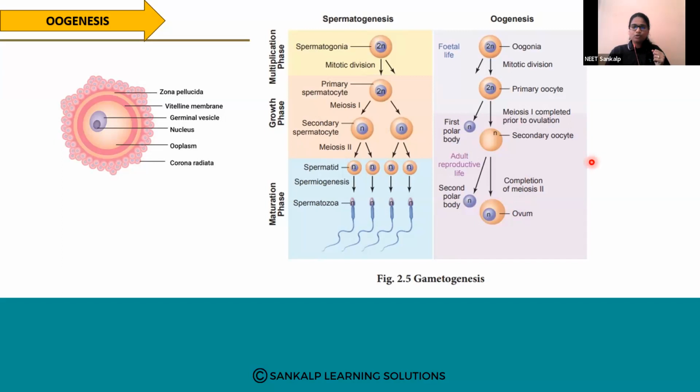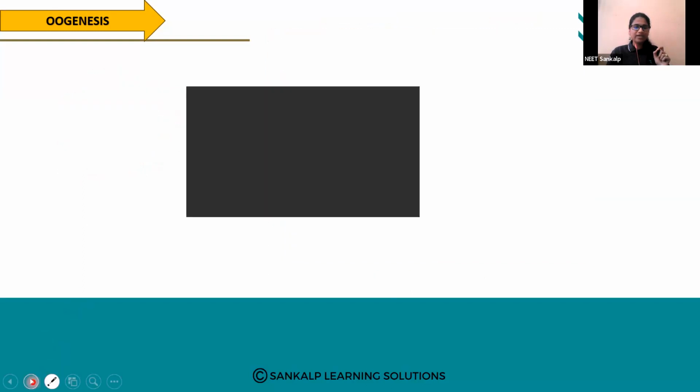Here you have a video regarding that, please watch it carefully. Whatever you are seeing is oogenesis, that is the section. The first one is the zona pellucida, vitelline membrane, germinal vesicle, the nucleus, this is the ooplasm, and this is the corona radiata. This is the structure of an ovum.